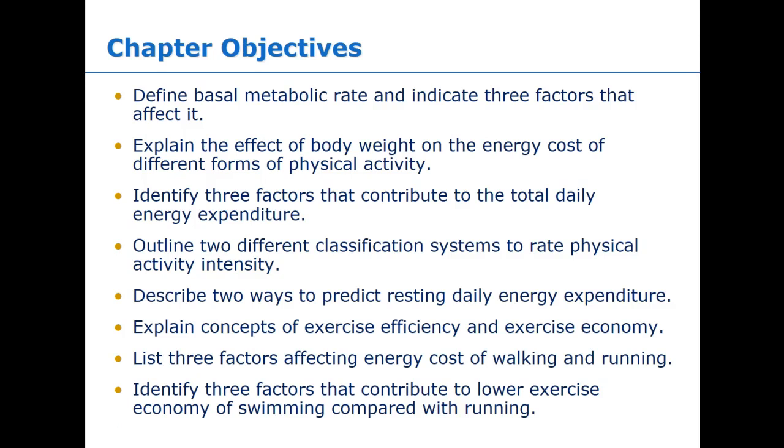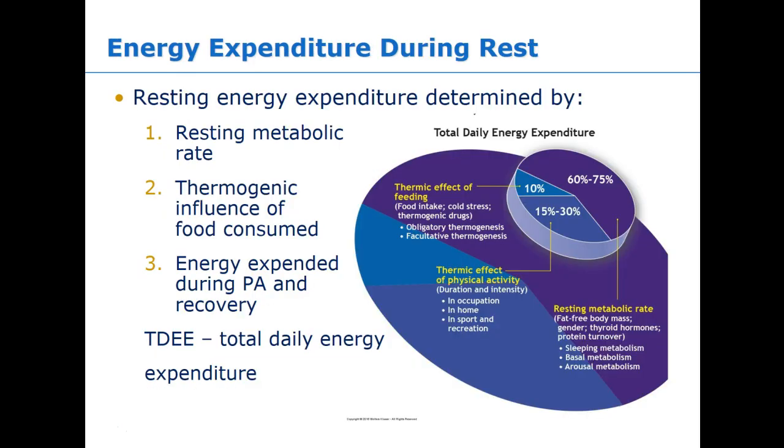We'll look at the classification systems that rate physical activity intensity. We'll also talk about 2 ways to predict your resting daily energy expenditure. We'll talk about factors affecting walking versus running, and also factors that contribute to lower exercise economy of swimming as compared to running. This is actually a pretty interesting chapter. Lots of discussion is typically facilitated from the information in this chapter. And so we're going to go ahead and jump right into it.